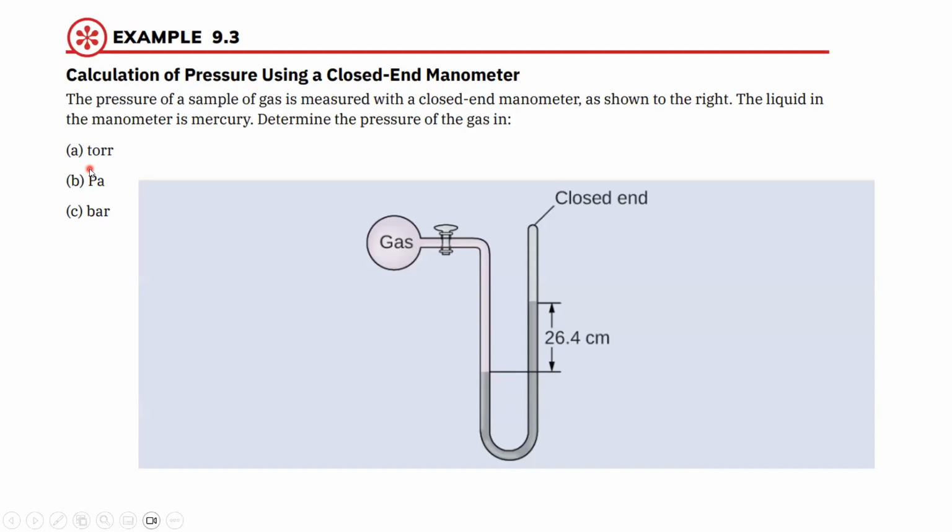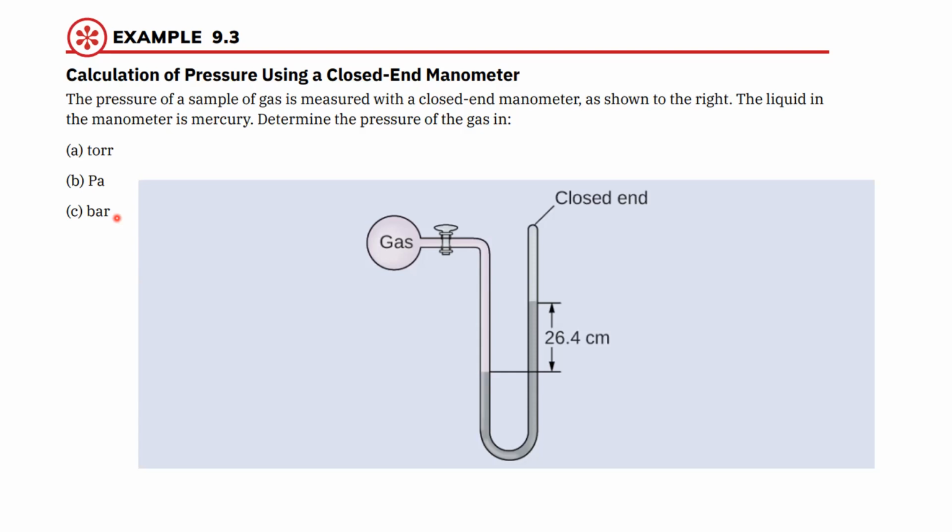But if we want torr, we need to remember torr is millimeters of mercury. So we can essentially move that decimal over 1. So we'd have 264 millimeters of mercury or 264 torr. And now if you want to use some of the conversions we've already had to try to get 264 torr to pascal or 264 torr to bar, just pause the video.